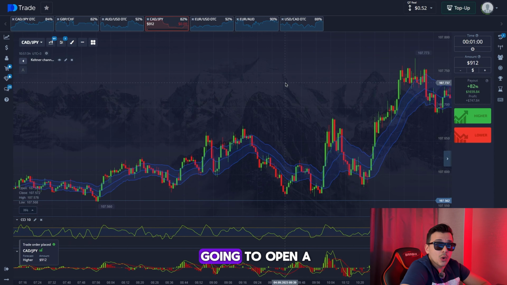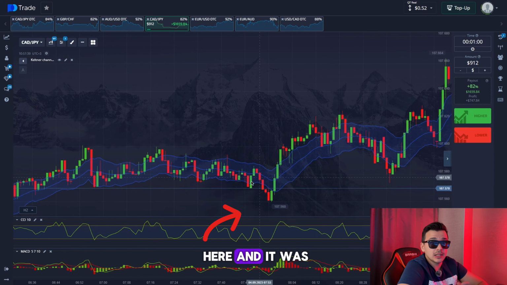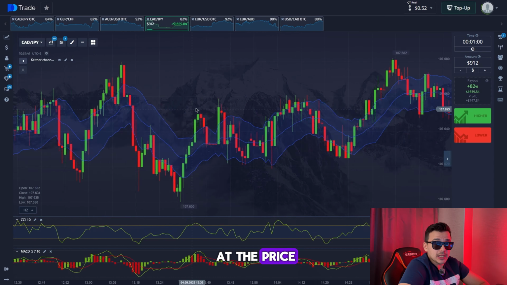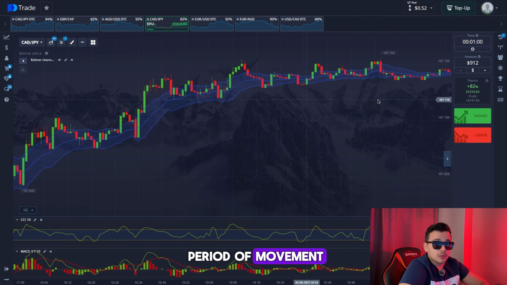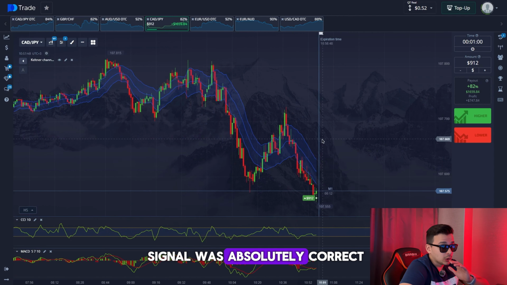And here we are going to open a trade on the upside. A good touch point here. And it was at the price global low for this period of movement, yes. And overall, I think that the signal was absolutely correct.